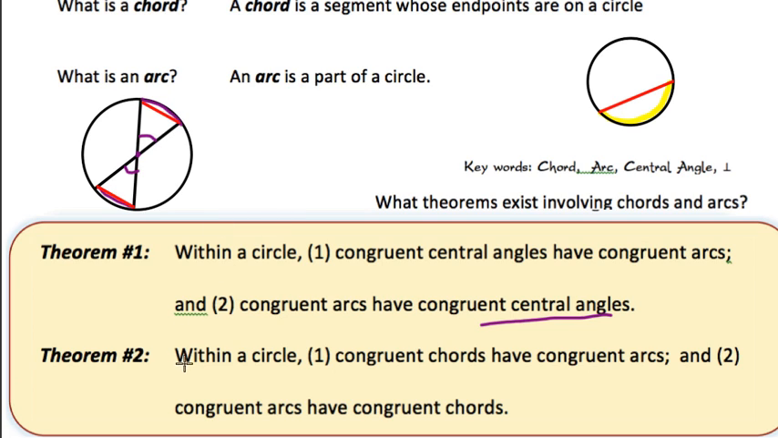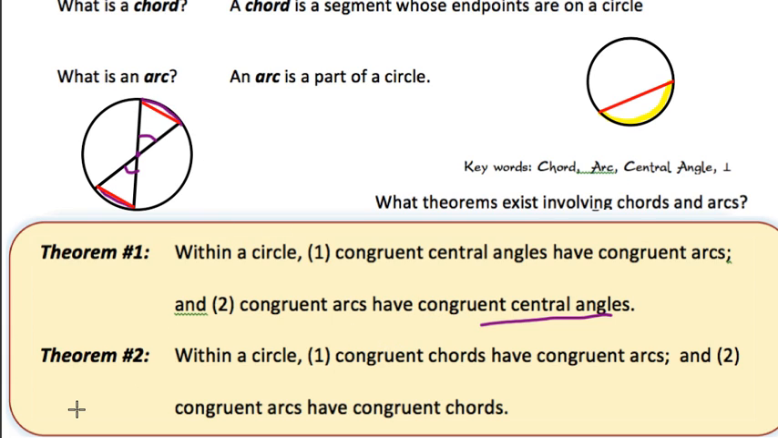So theorem 2 says within a circle, congruent chords, so if these red chords are congruent to each other, congruent chords have congruent arcs. That means that the purple parts would be congruent to each other. And congruent arcs would have congruent chords. That's it. That's theorem 1 and 2.